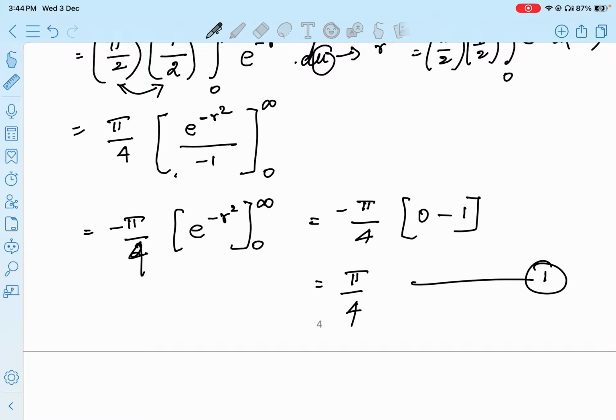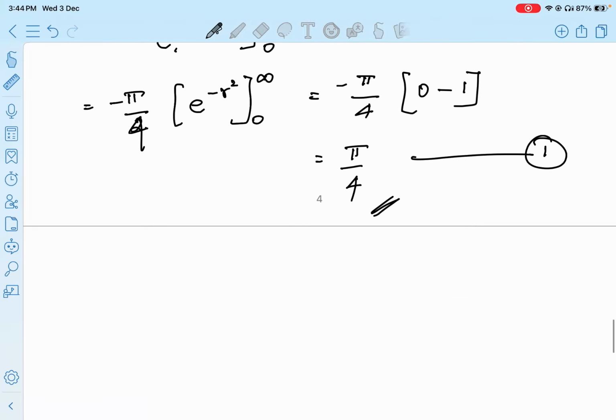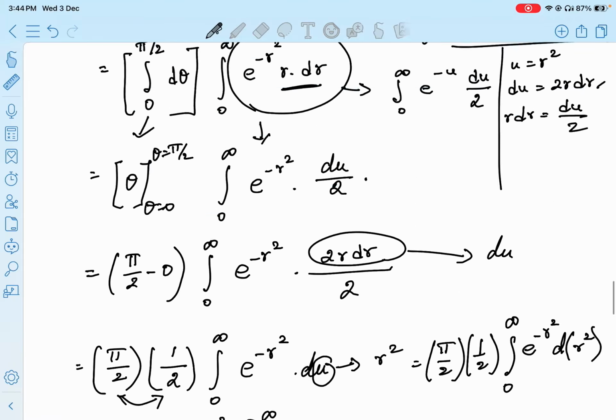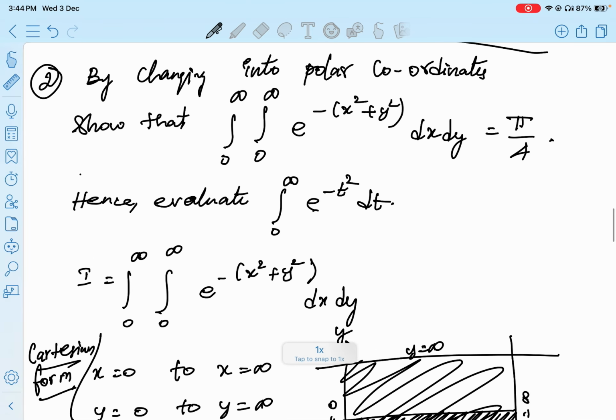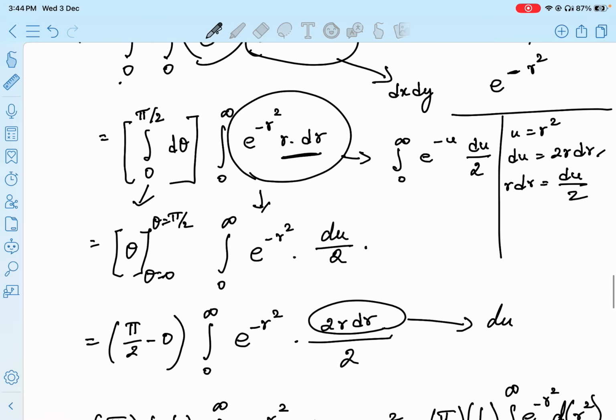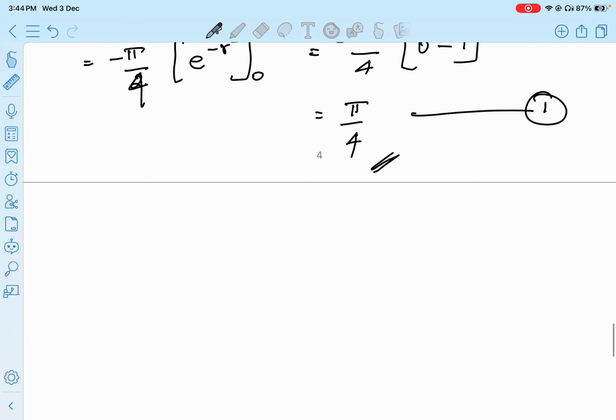Okay, so up to this the answer is over. Now we have worked in polar coordinates, but in the question, as you can see, we have to evaluate the integral from 0 to infinity of e to the power minus t squared dt. So we are going to find that. Now let us find that.